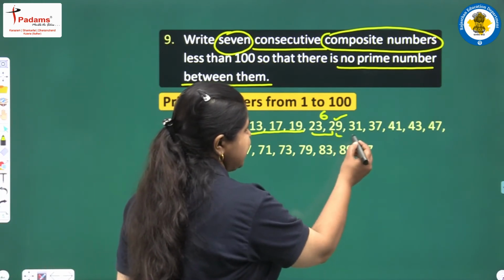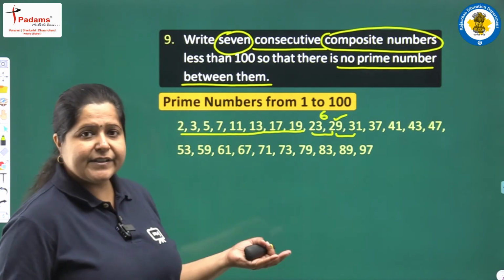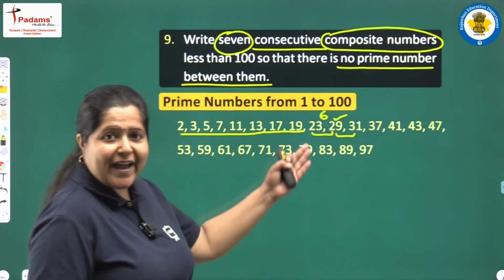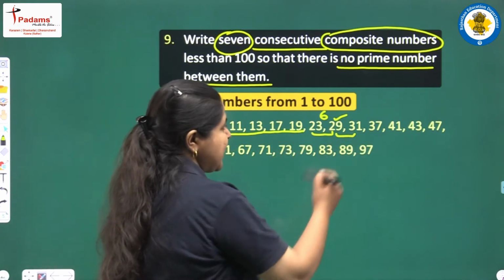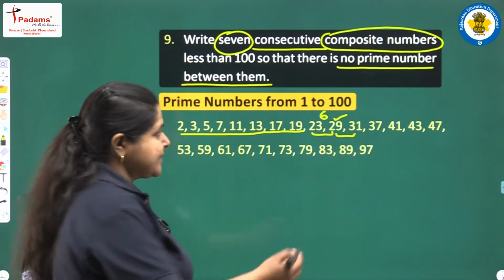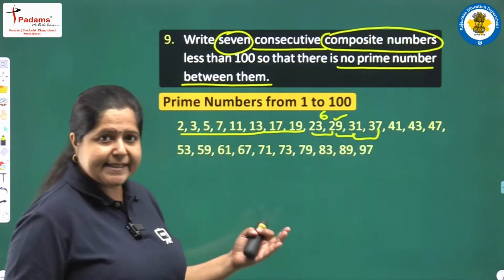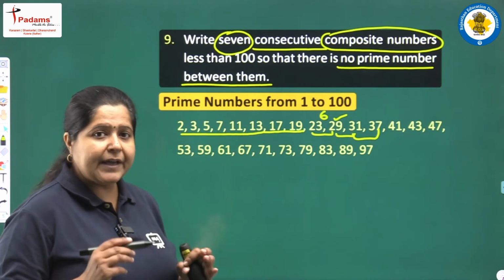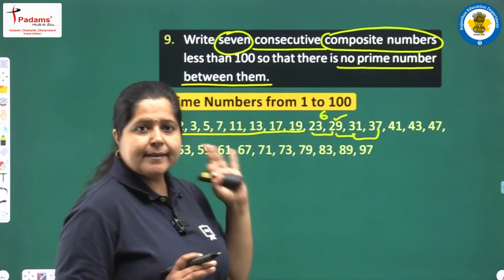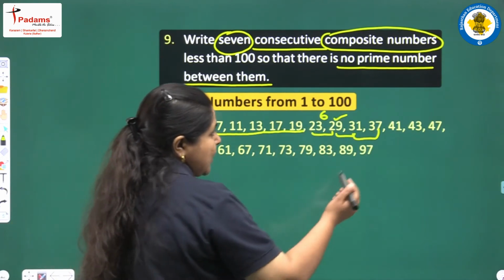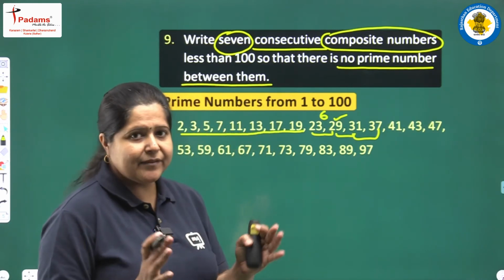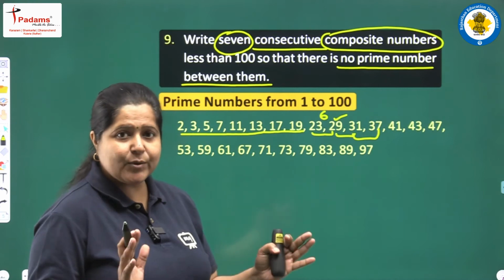Again between 29 and 31, it's a difference of only 2. So it's not serving our purpose. In fact these two numbers are the twin primes. Then 31 and 37, again the difference is 6. Again we will get only 5 consecutive composite numbers between 31 and 37. Look out for these numbers in the 40s. Again they are very close to each other. We will not get 7 numbers continuously.